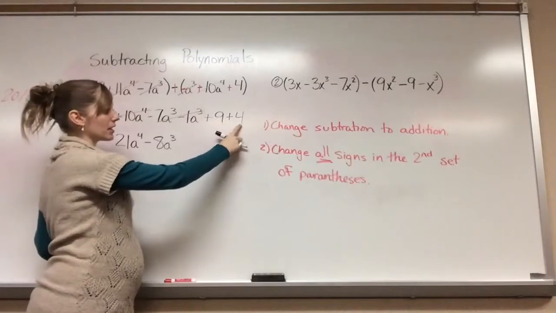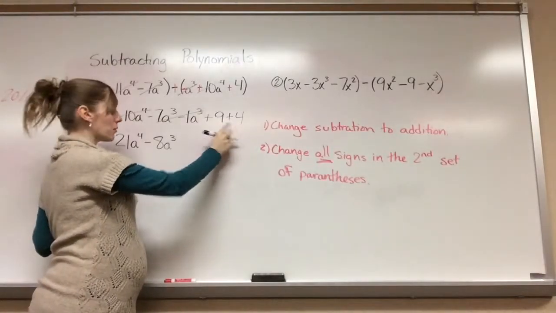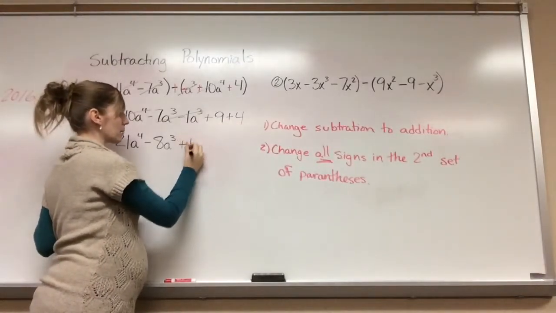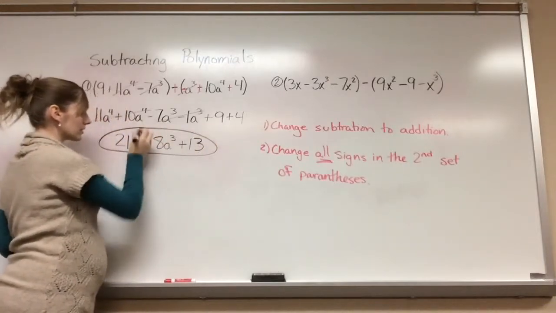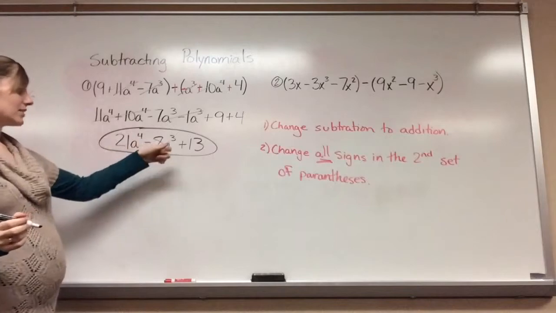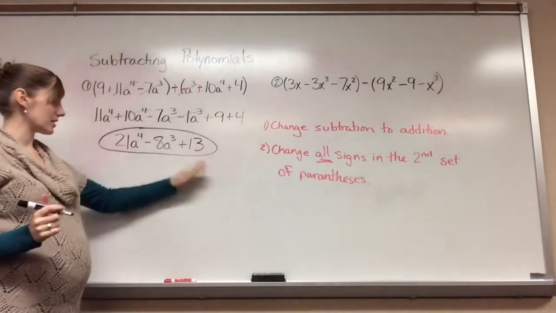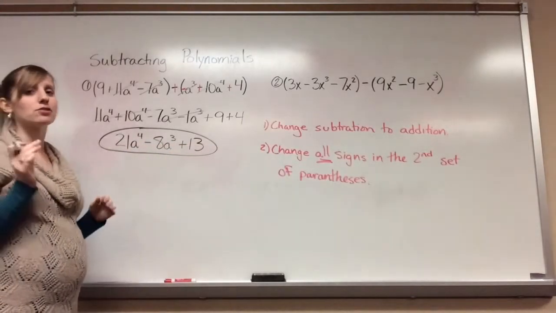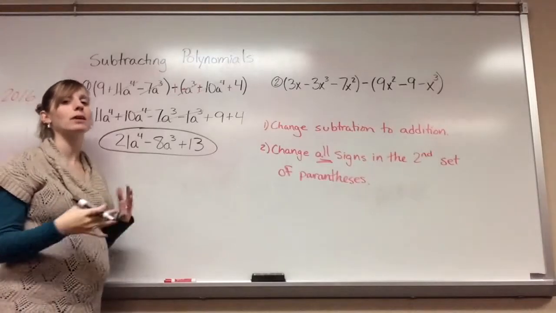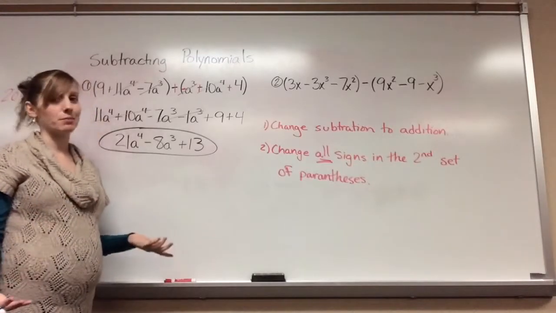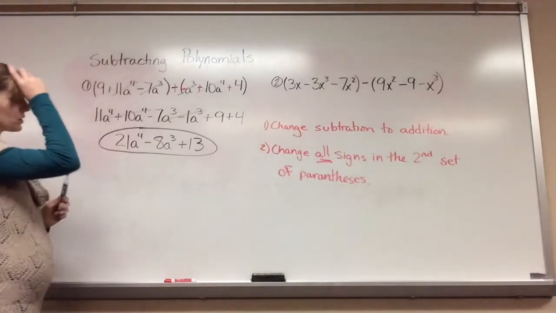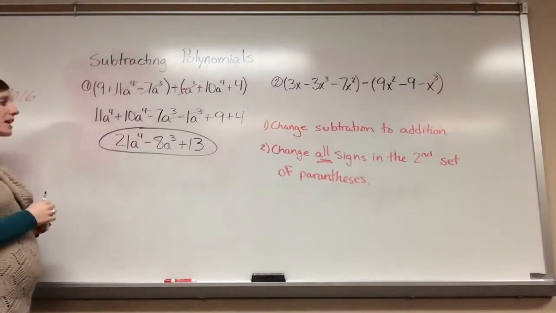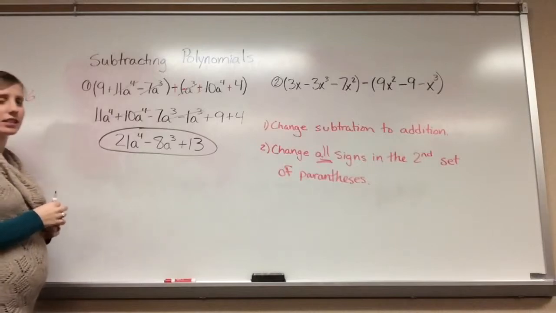Lastly, I have 9 plus 4. Well, 9 plus 4 is 13, so that's a positive 13. I can't combine anything else, okay? The rest of these have different variables, so this is my answer, all right? Remember, there's no solving here because there's no equal sign. All we're doing is simplifying because that's all we can do. So your answer for number 1 should be 21a to the fourth minus 8a to the third plus 13.